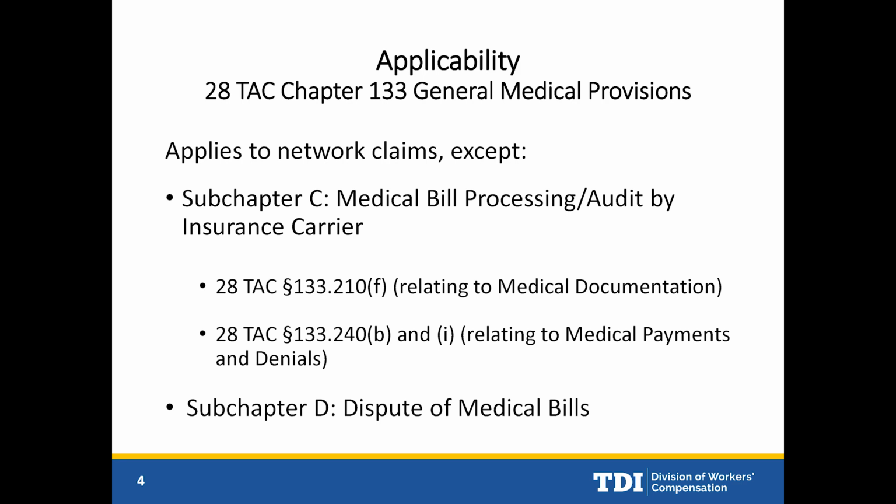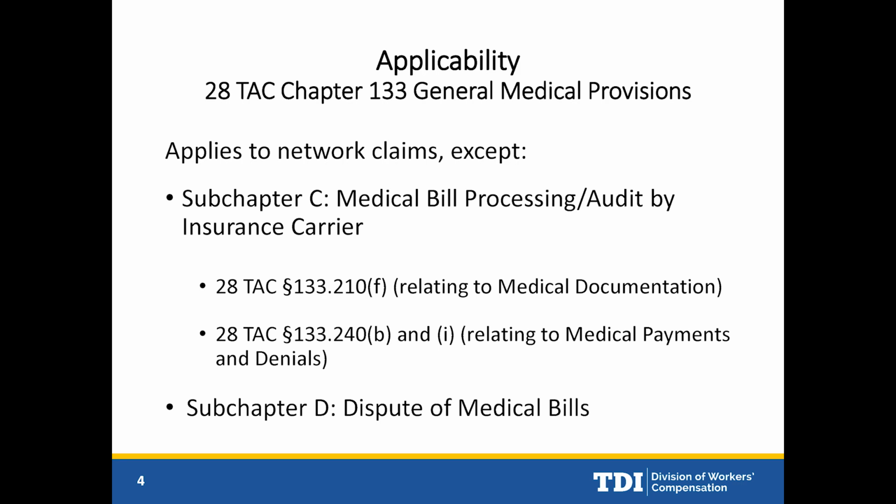So generally, Chapter 133 applies to network and non-network claims. However, there are some exceptions. Subchapter C, which is medical bill processing and audit by insurance carrier, specifically rule number 133.10, subsection F, relates to medical documentation. Networks can set their own requirements for what requires medical documentation.